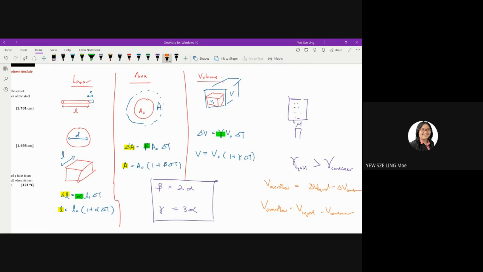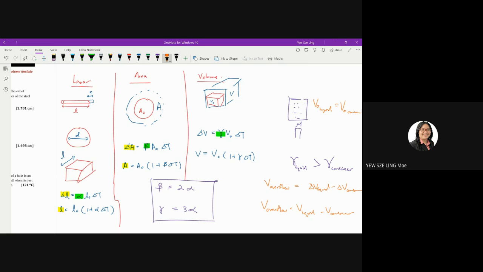Why? Because initially you assume they have the same value. Okay, you assume V initial liquid is equal to V initial container. Kalau kamu fill it in penuh-penuh ngam-ngam begini. Okay, ngam-ngam terus sini. Then dia akan sama.